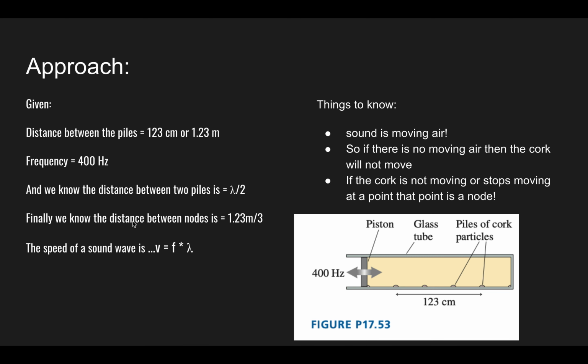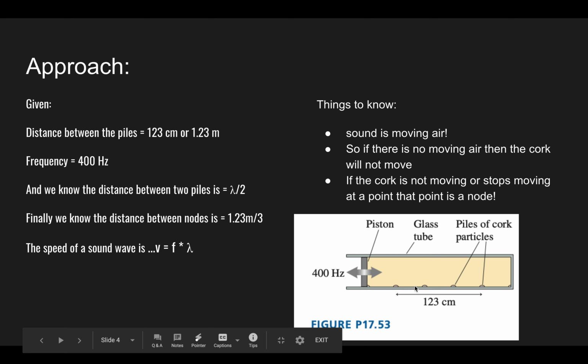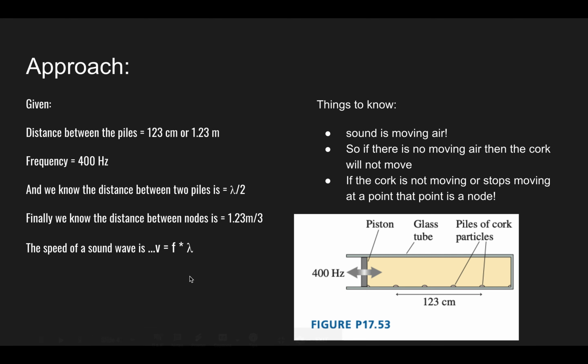And then we know that the distance between nodes, like the distance to get in between them, is 1.23 divided by 3, if that makes sense. We have 4 of them that span 123 centimeters. You can divide that by 3 and you'll get a point here, a point here, and a point here. So we're splitting all the nodes in half. And then we know how to calculate the speed of a sound wave, which is just v equals frequency times lambda. We know the frequency, so we just need to find lambda.